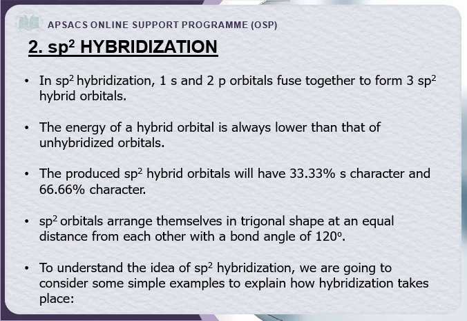Now the sp2 orbitals arrange themselves in space in such a way that the distance between them is maximum and the repulsion between them is minimum. So they get a trigonal planar shape with an angle of 120 degrees. Right, now consider some simple examples of how this hybridization takes place.